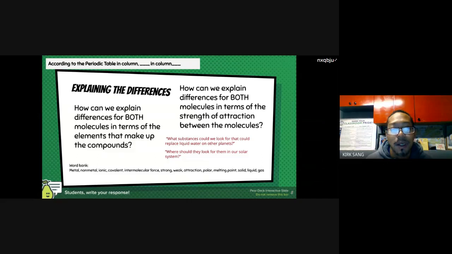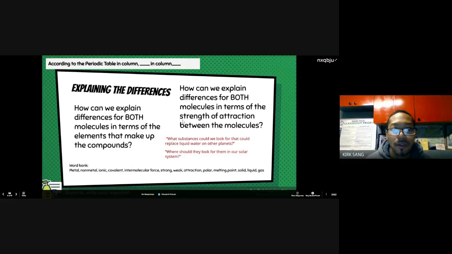Let me see you responding in Peer Deck using those sentence frames, responding to these words, using the word bank: metal, non-metallic, ionic, covalent, intermolecular force, strong, weak. So mentioning whether those elements are metallic or non-metallic. Mentioning whether the bonds are ionic or covalent. Mentioning whether the intermolecular forces are weak or strong. And then you also want to mention whether these forces of attraction are weak or strong.